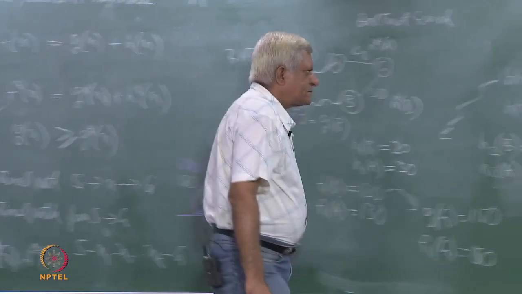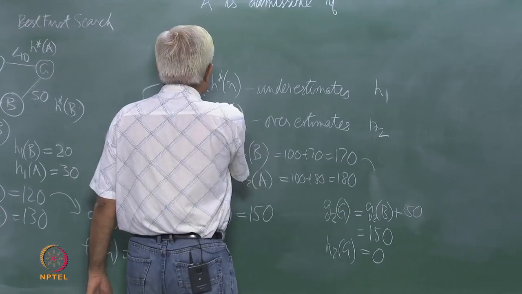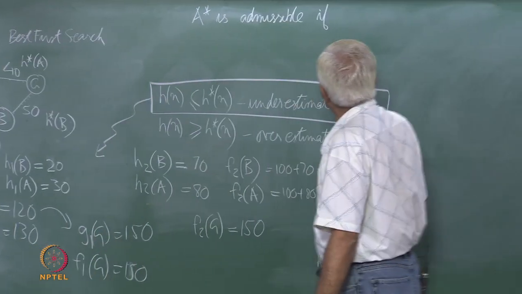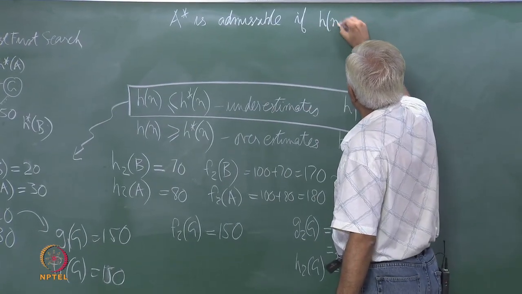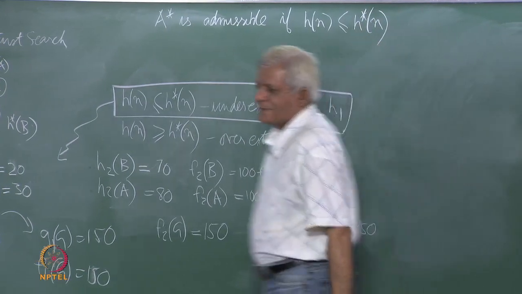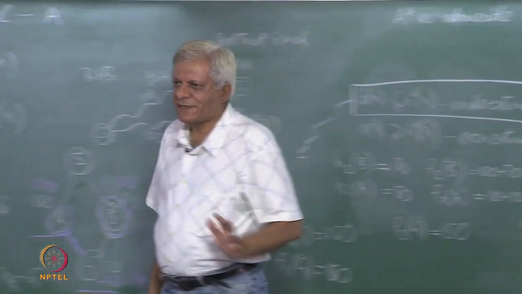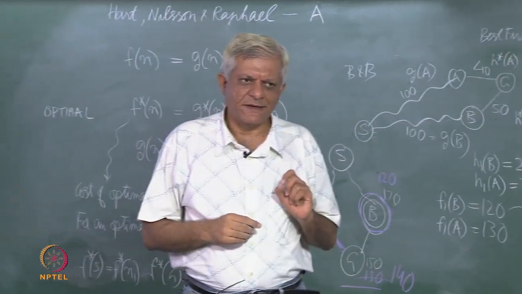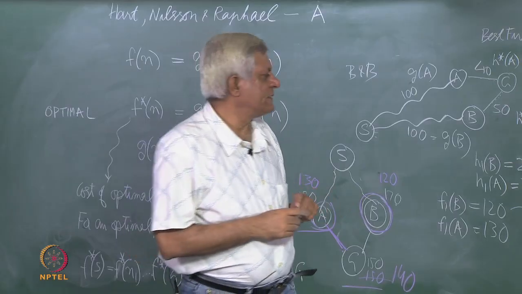So, this is the criterion we are looking for. If H of n is less than or equal to H star of n, then the algorithm is admissible, if the heuristic function underestimates the cost to the goal.